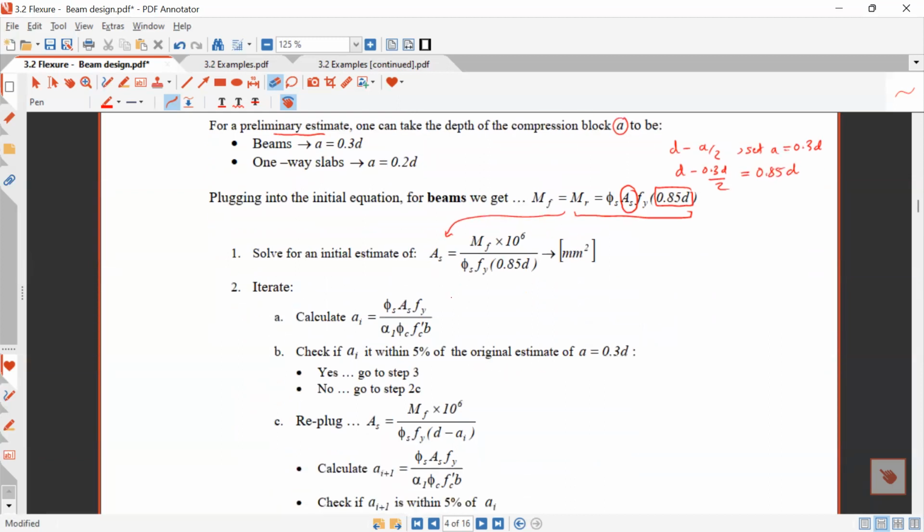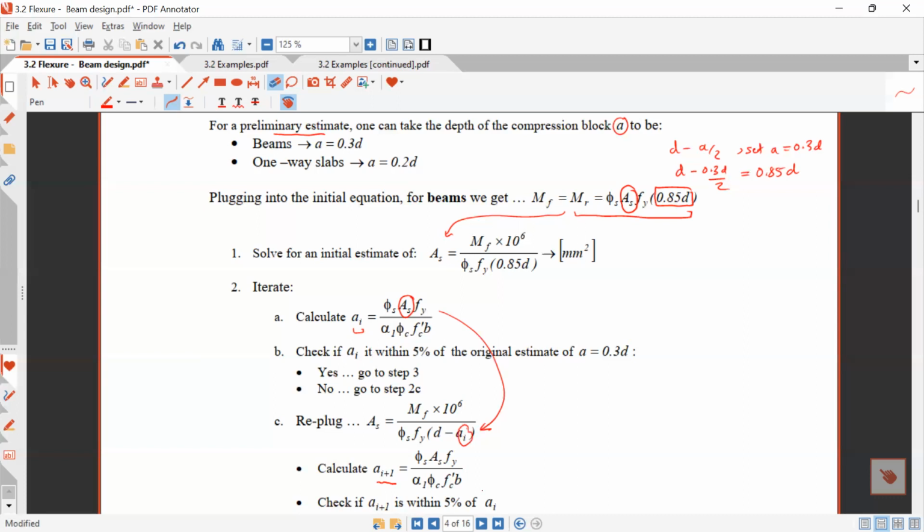Once you solve for AS, it's not going to be the actual one I need. So I need to calculate A again: I put in the AS that I just found and calculate A. If A is within 5% of the initial estimate of 0.3D, I can just stop there and continue. But usually it's not going to be. If it's not, then I solve for AS again by taking this A and putting it into here and solving for AS.